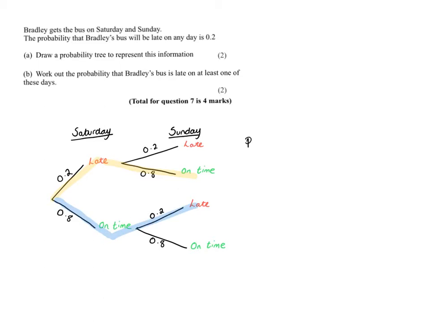Work out the probability that Bradley's bus is late on at least one of these days. So there's two options, either that it's late on Saturday and on time on Sunday, or it's on time on Saturday and late on Sunday. So we need the section I've highlighted in yellow, so 0.2 multiplied by 0.8. We also need the blue section, so 0.8 multiplied by 0.2. And because these are two scenarios that could happen, it's this or this, then we add those two probabilities together.